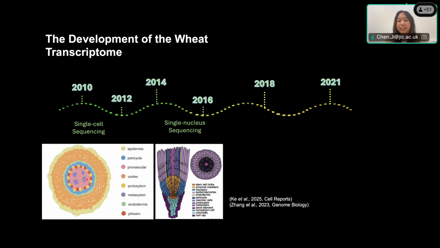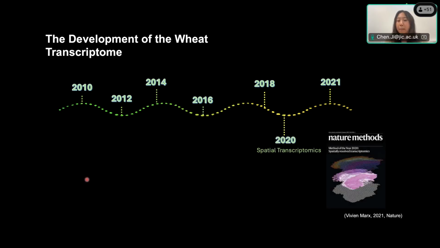So we were stuck a little bit with single cell and single nuclear sequencing. But in 2020, spatial transcriptomics was selected as the method of the year. It was just beginning to be used for human tissue and animal tissues. We're thinking that maybe we should give this method a try.